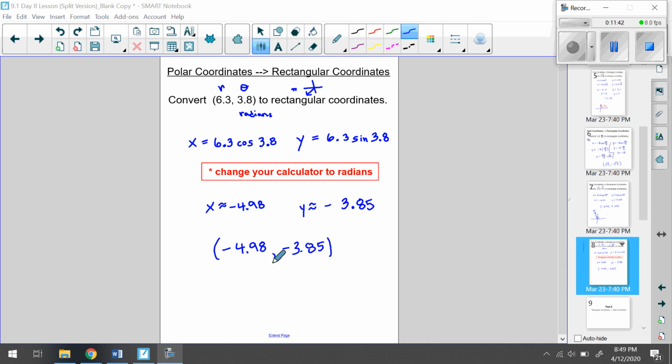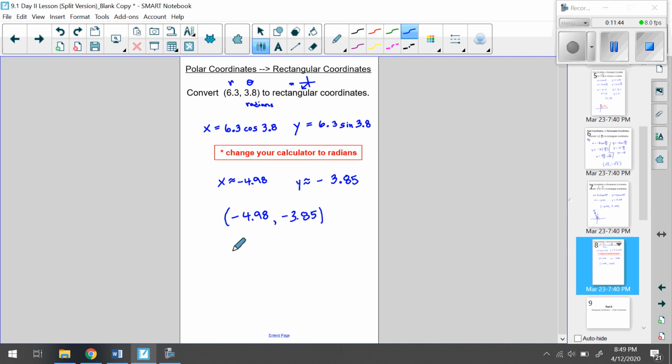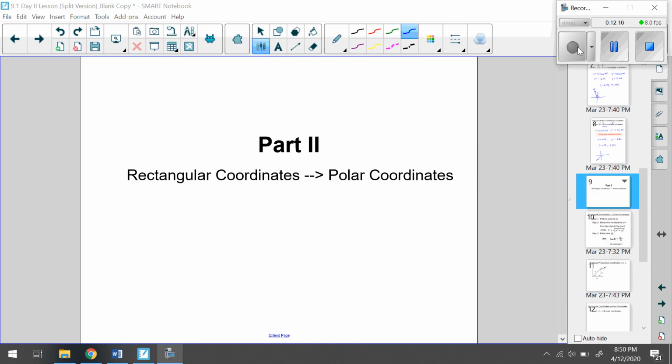Again, I think it's good practice to go ahead and write that as a coordinate. Also, if you want to do a little sketch again to check to make sure your answer agrees with the original, we know that x is close to -5 and y will be close to -4, so that's going to take me down here in the third quadrant. And if we go back and look at my original picture, we said that 3.8 radians would also be in the third quadrant. And since r is positive, it'll go in that direction further out into the third quadrant. So I think that checks out okay. I think we're good. All right, so now we're ready for part two.